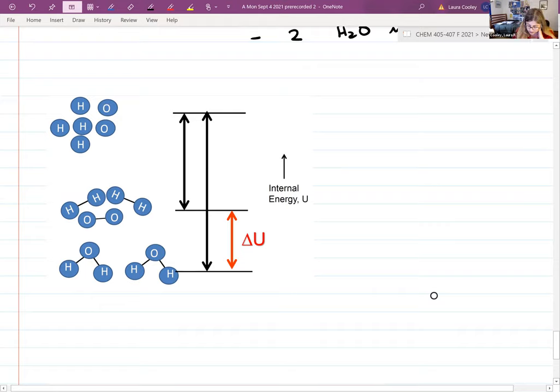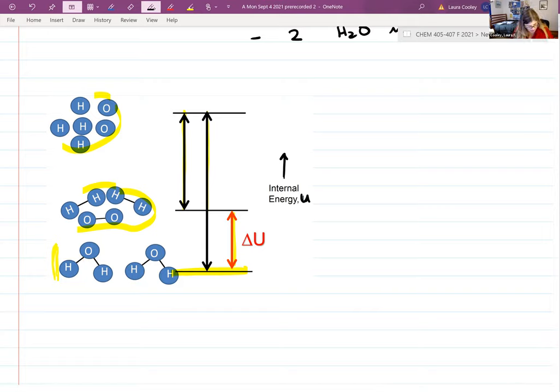These are three different ways you can have these things, and this is how their energies stack up, all right? So this is internal energy again on the y-axis. And you could see here the difference between the separated atoms and the H2 and O2 molecules. But water is actually lower in energy, so water is down here. And there's a bigger delta U between the separated atoms and water. Then there's also a delta U between the H2 and O2 molecules and water.